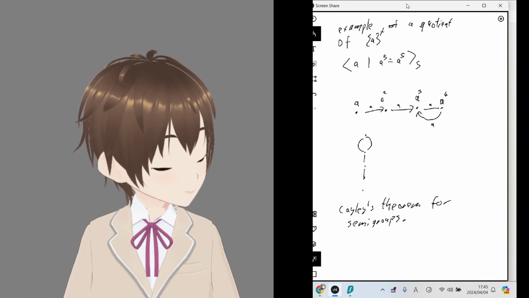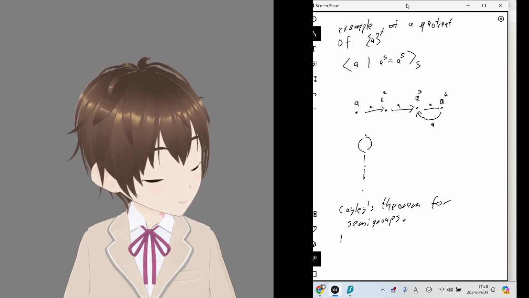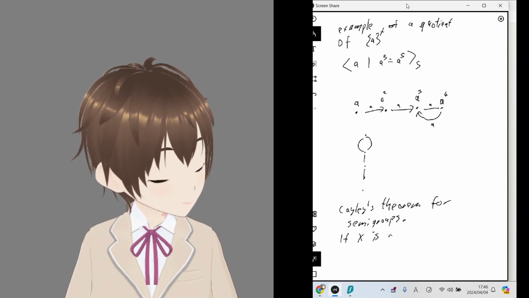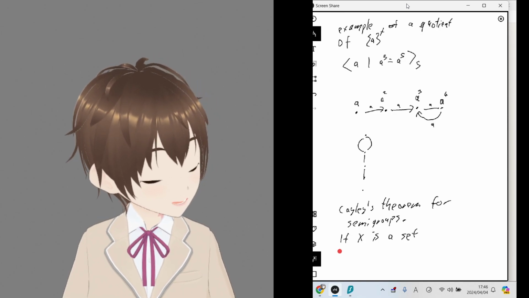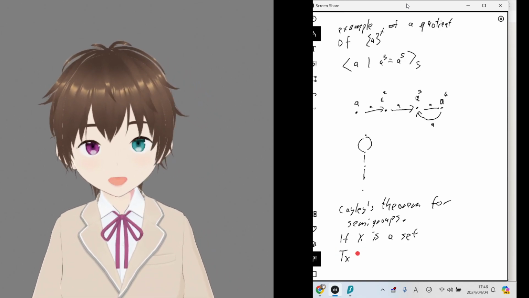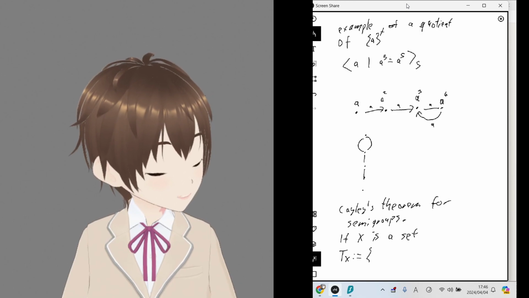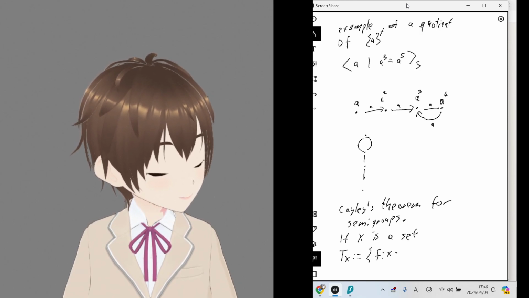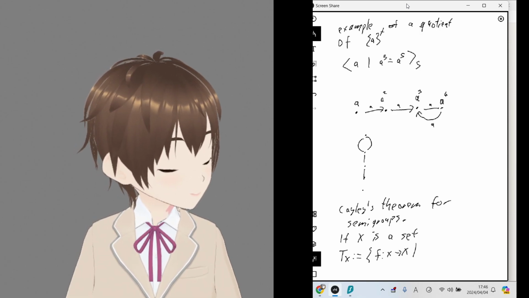So first, what do I mean by transformation semigroup? If X is a set, we define T_X, the transformation semigroup on X, to be the set of all functions from X to X with composition.